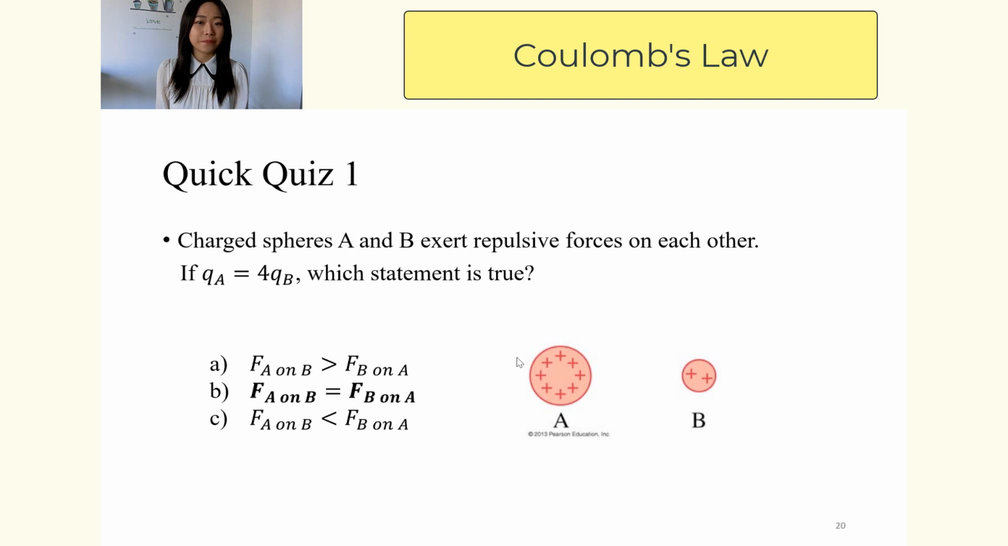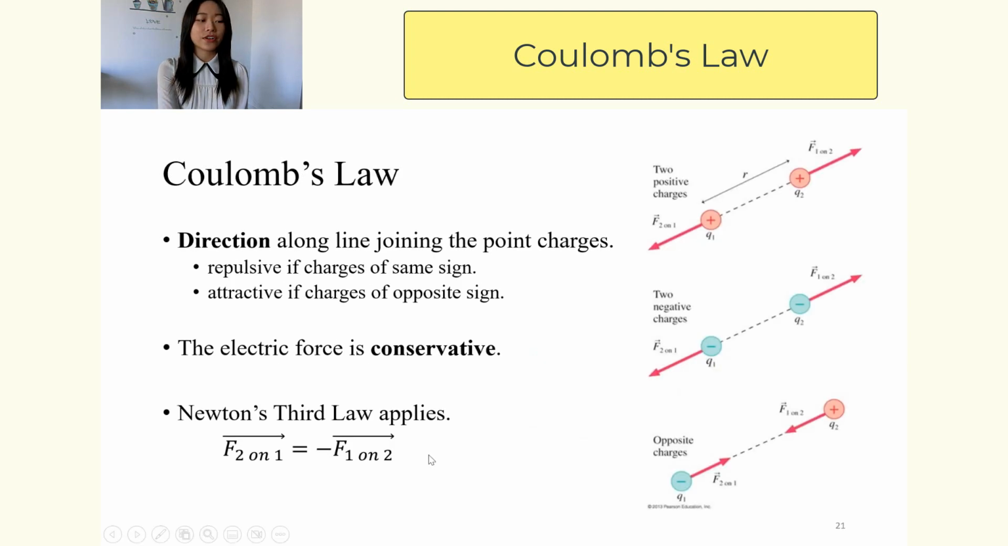So the answer is B. Force of A on B equals force of B on A, even though they have different charges. And that is because of Newton's third law. The forces interacting between two objects have the same magnitude, but in opposite directions. That is the third statement here. Newton's third law applies. Force of 2 on 1 is the negative of force of 1 on 2. They have the same magnitude, but they point in opposite directions.